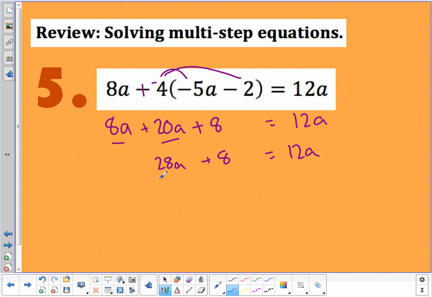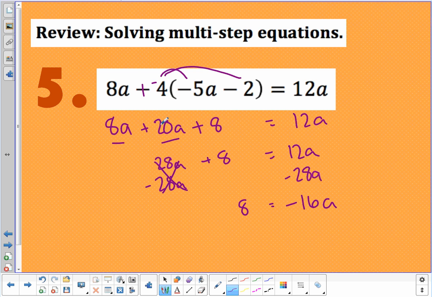And then gather my variables to the same side. So subtract that 28a. You could also move the 12a and then move the 8 back. It doesn't matter. Both will give you the same answer. So that's gone. And then I have 8 is equal to negative 16a.